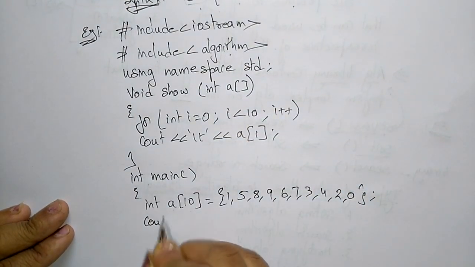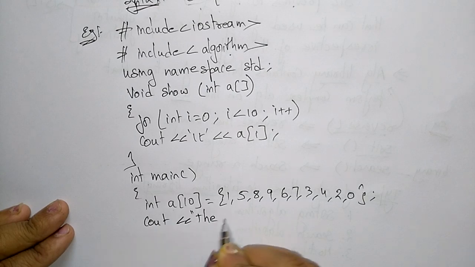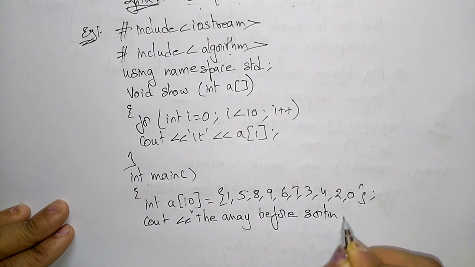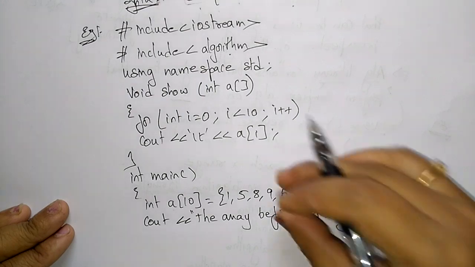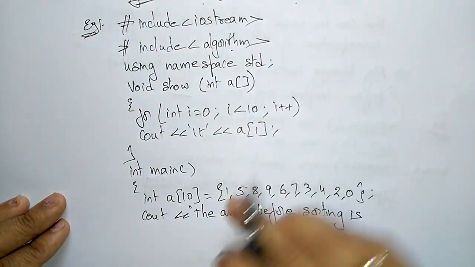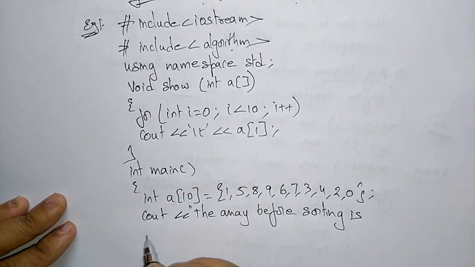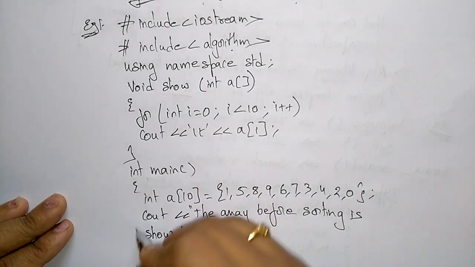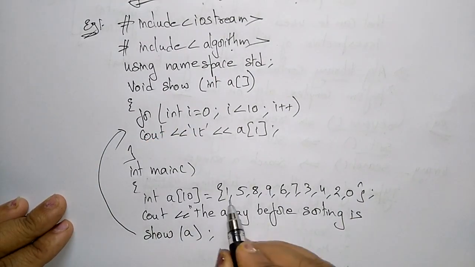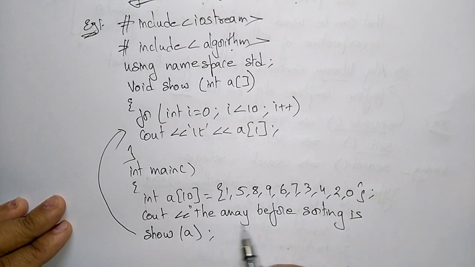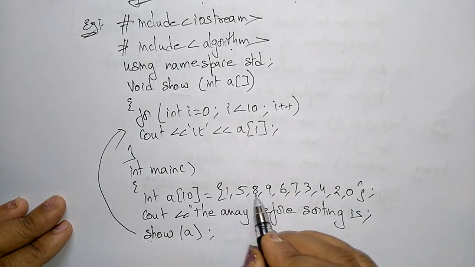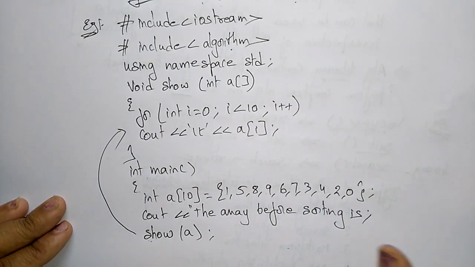First I am printing cout, the array before sorting. So before sorting means I'm just reading whatever values I entered, and those values will be printed here with the help of this function call. Whenever I call show(a), it goes to this function and only prints whatever elements I entered. That's why I wrote here the array before sorting is printed on the screen. Then it takes this function and prints all values 1, 5, 8, 9, 6, 7, 3, 4, 2, 0.